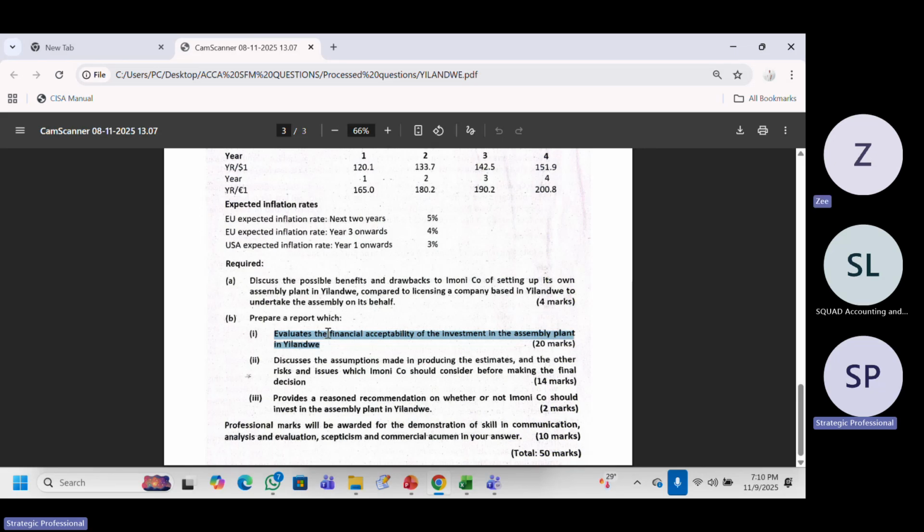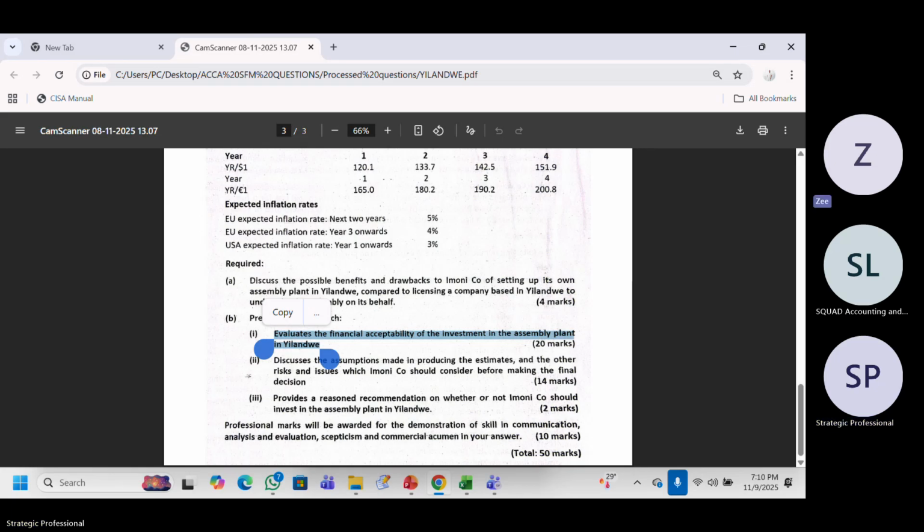See this number here. They said discuss the possible benefits of setting up its own assembly plant. That one is simple. Evaluate the financial acceptability. That's what we've done now. Discuss the assumptions, the way we normally do it. The sales revenue may not be forecast correctly. Sensitivity analysis and scenario analysis is needed. We use the project specific rate because of the change in business risks, or maybe some financial risks or financial structure changed due to the new investments. All those relate to the assumptions that were made. Then provide a reasonable recommendation. You know the recommendation now. We can go ahead, because the investment is positive.